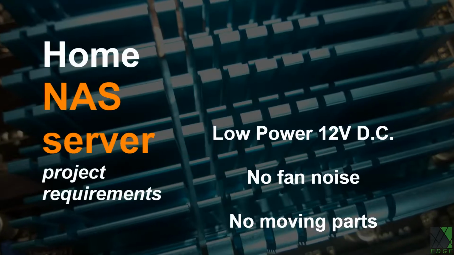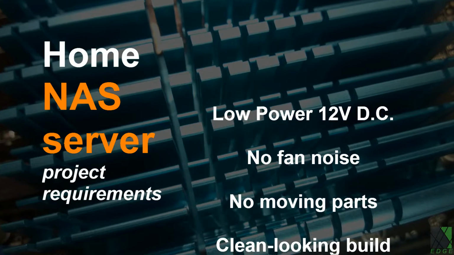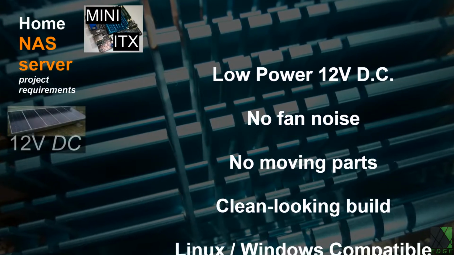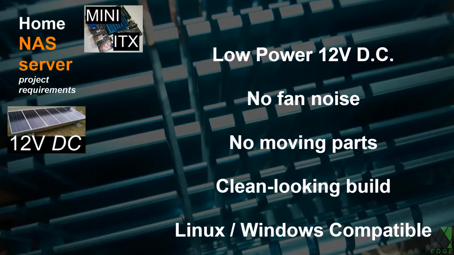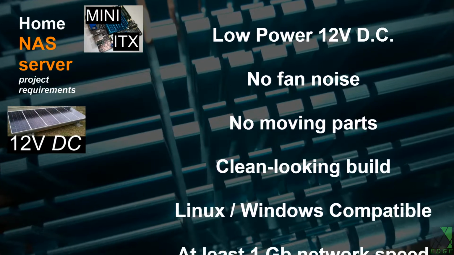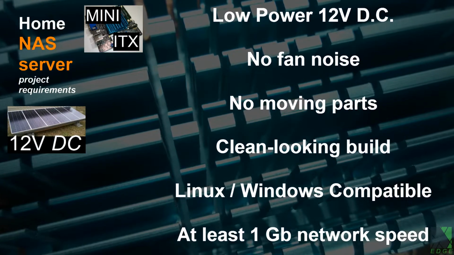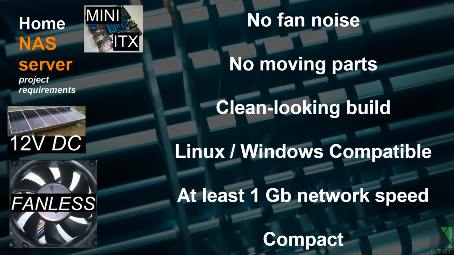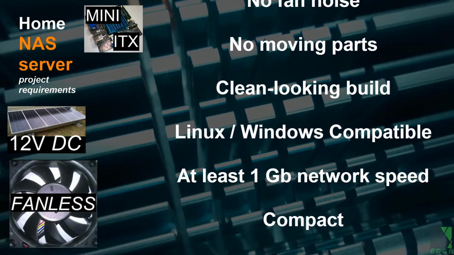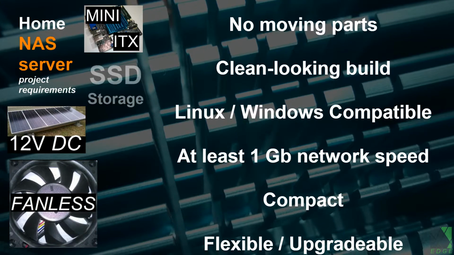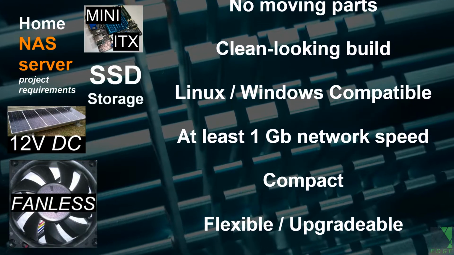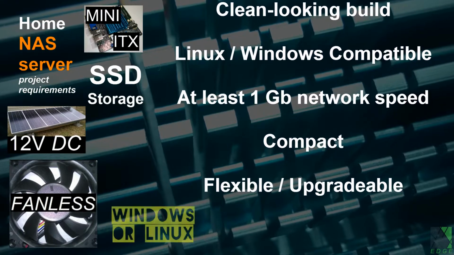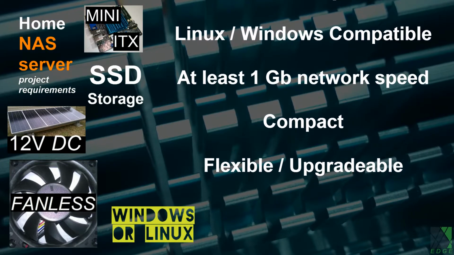Let's start with the main requirements I had for this NAS server build. First, the server needs to be compact and low-voltage DC powered. It must have low power consumption. This is great for environments that are off the electrical grid and using solar power and battery banks. I wanted my NAS server to have no fans or fan noise, so that means passive cooling only. It will have no moving parts, so solid-state drives will be used for storage. I want a clean-looking build with minimal wires inside. Yes, I like my computers to look nice. It should be able to run Linux or Windows and have at least 1 gigabit of network speed.